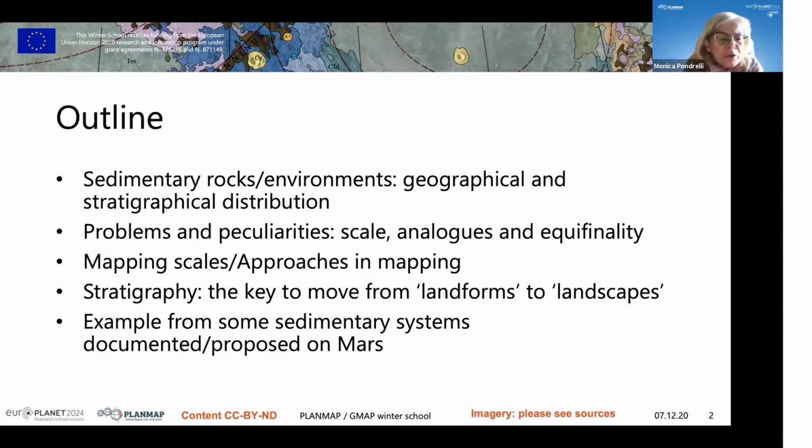Then at the end, I will show some examples, I'm afraid not complete, of some of the sedimentary systems that have been documented on Mars.